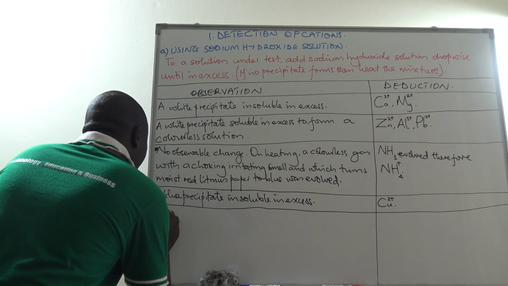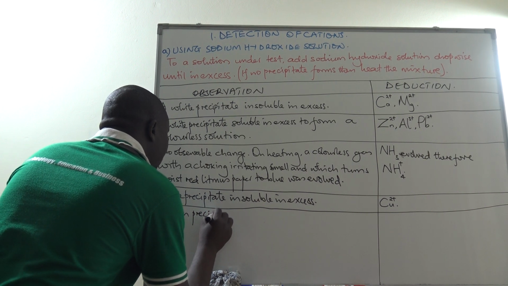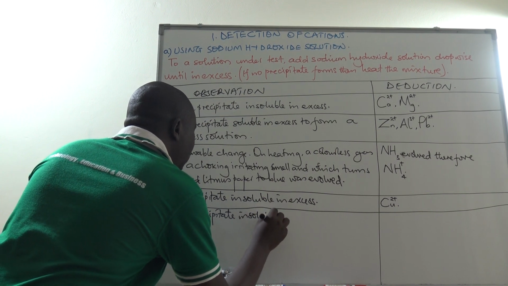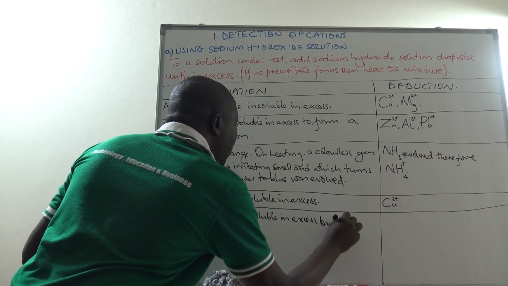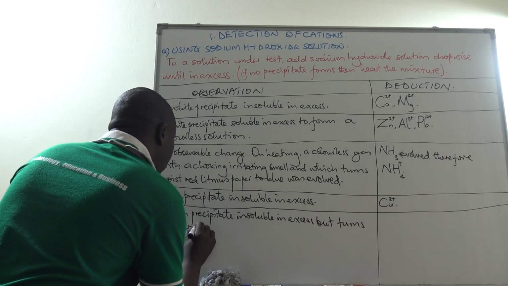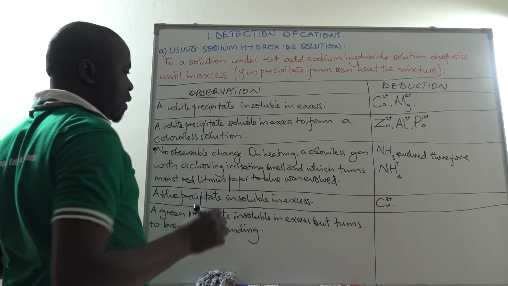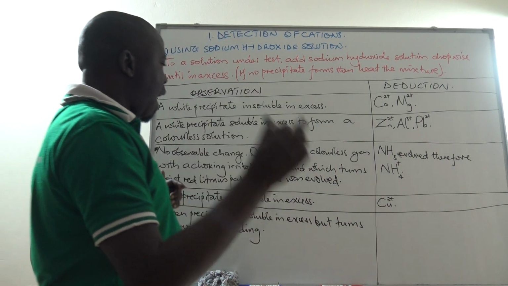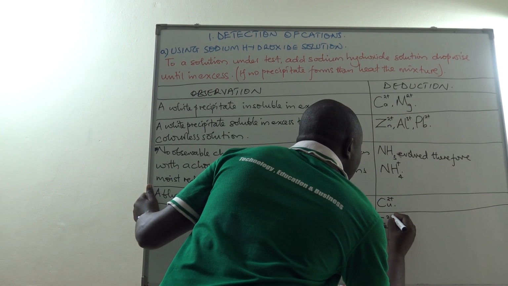Now, in case we have got a green precipitate insoluble in excess but turns to brown on standing. A green precipitate. Green goes with the color of iron 2 ion. So we shall say it is iron 2 ion.